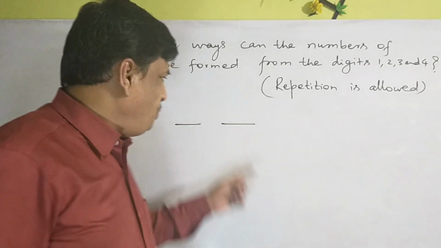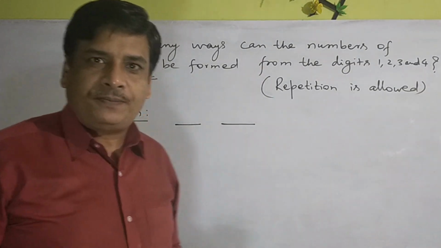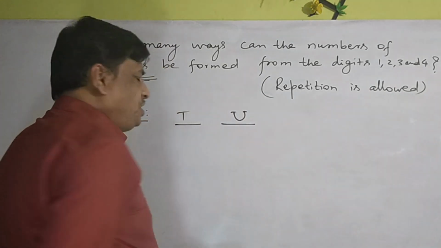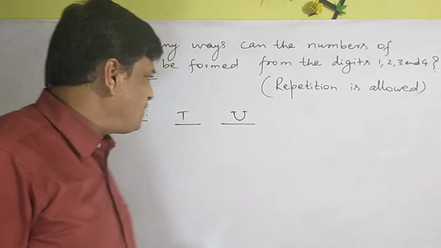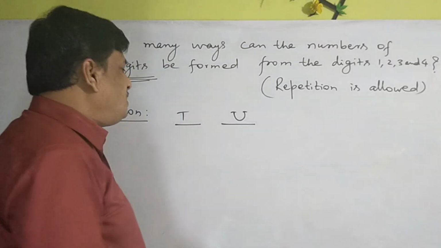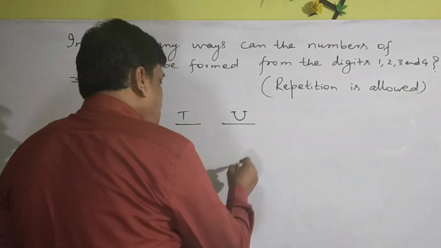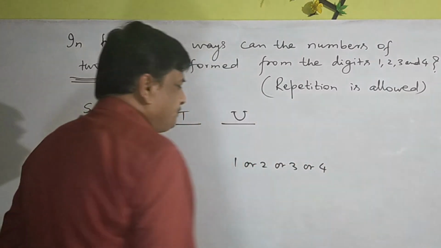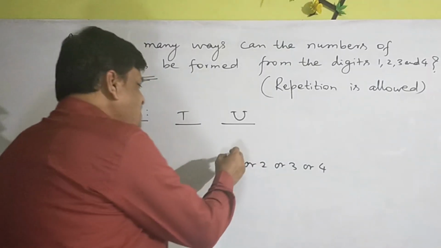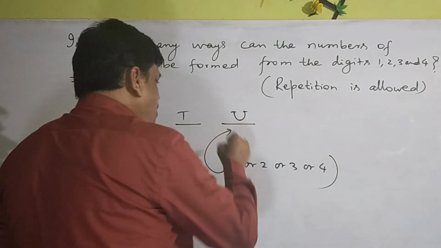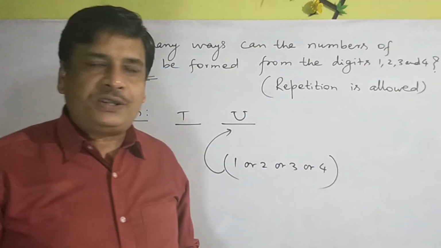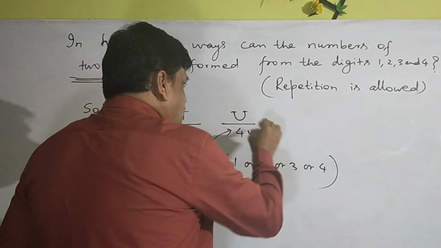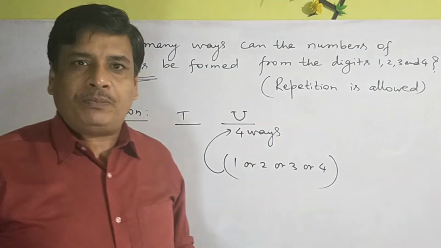One is units place, other is tens place. Suppose these are two places. For units place, what are the digits that we can use? We can use 1 or 2 or 3 or 4. So units place can be filled up by any one out of these four digits. So we can say in four ways the units place can be filled up.